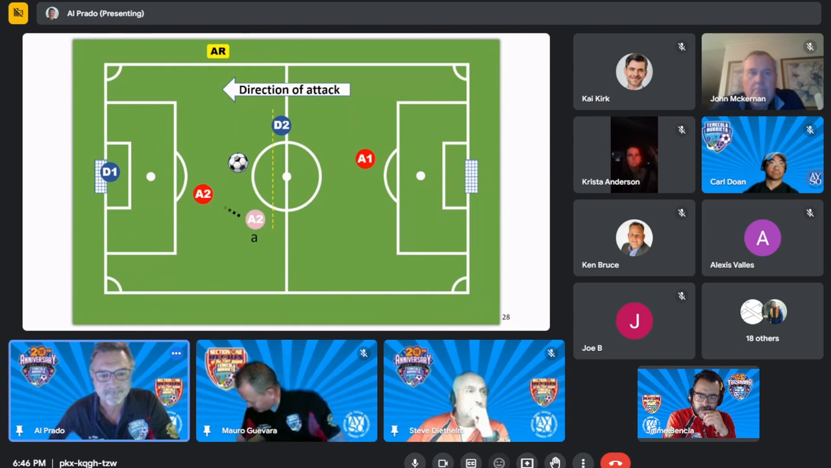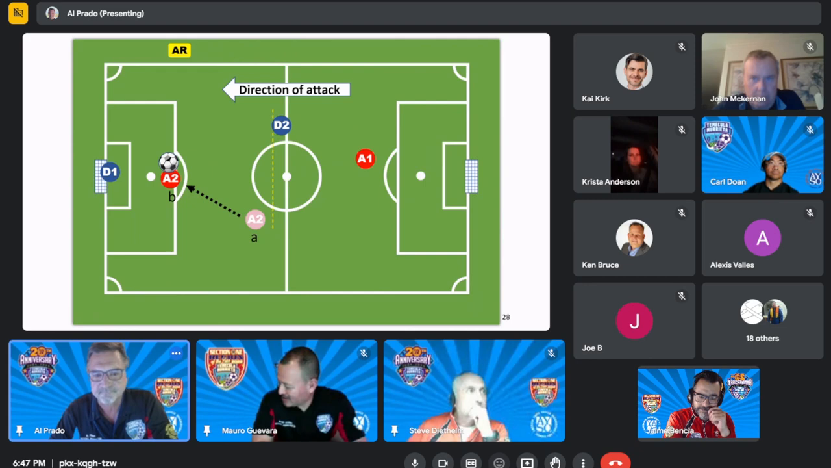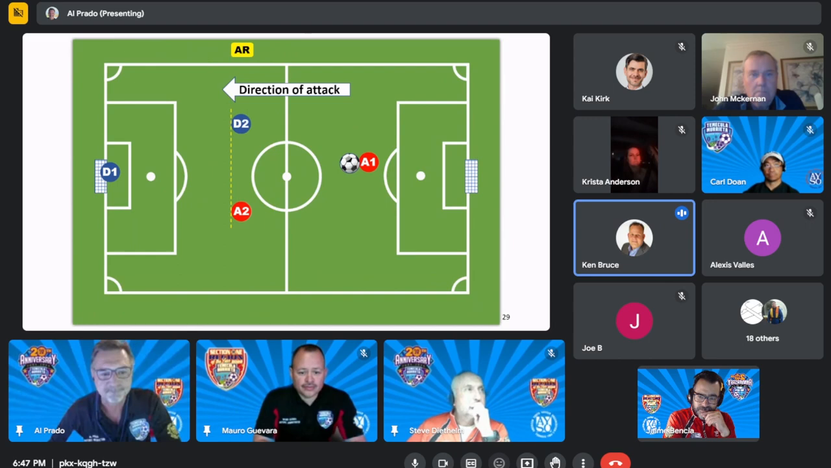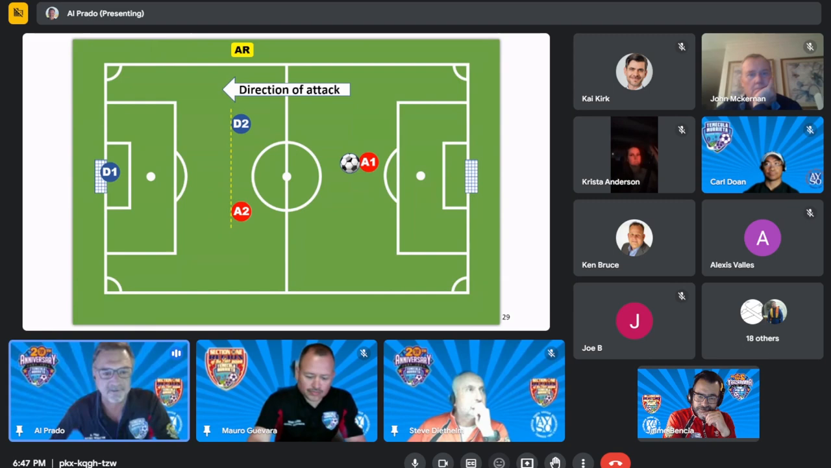Offside? I'll say yes. Right? Yes. They're both, go back here. They're both side by side. Look at that AR, perfect position. Good. Offside, no offside. Good, good, good.